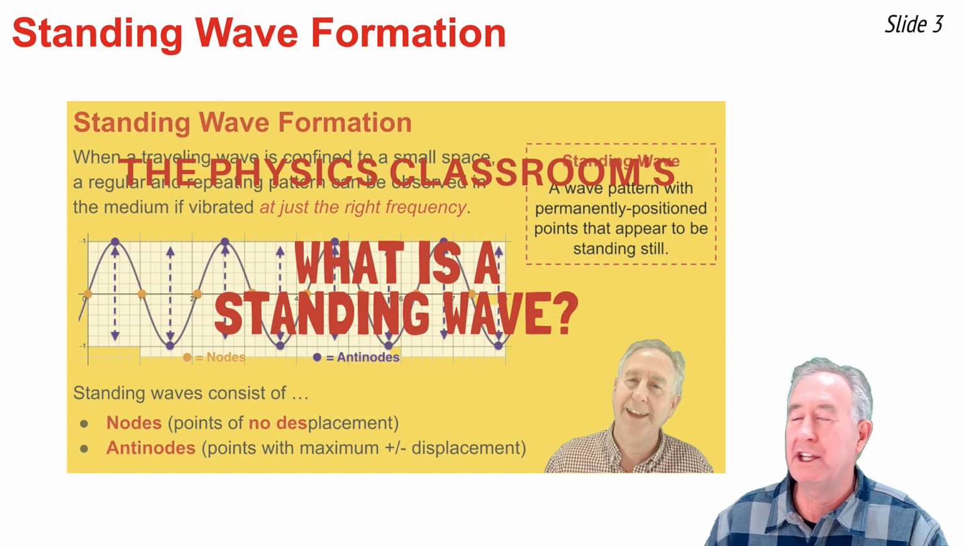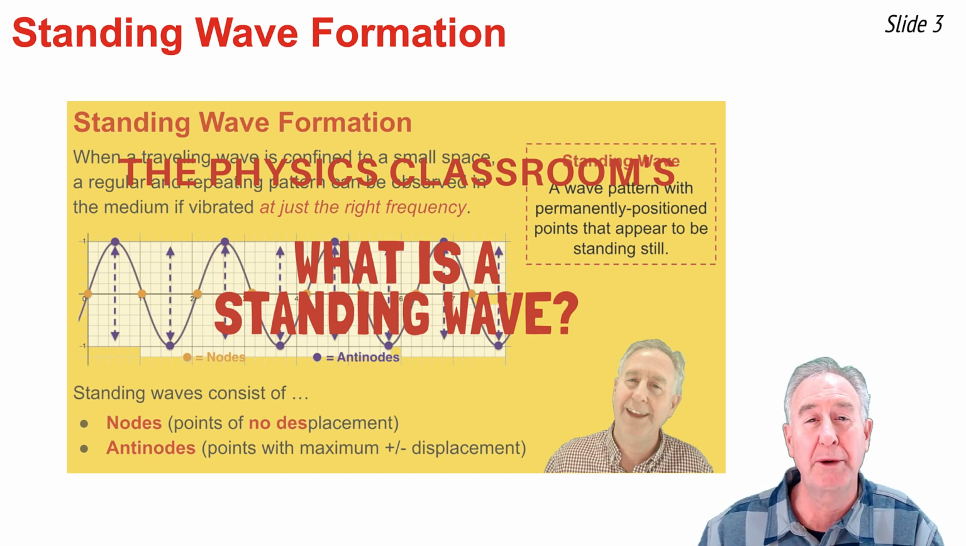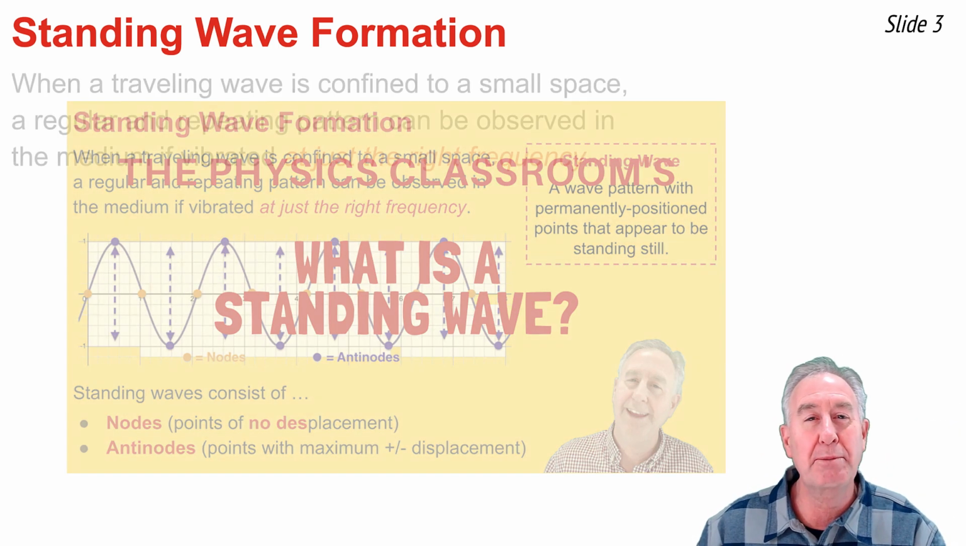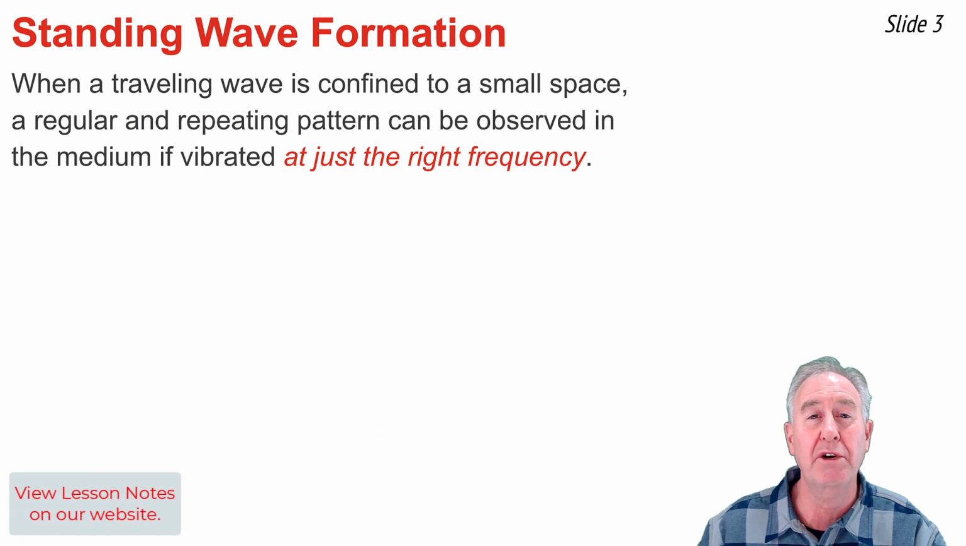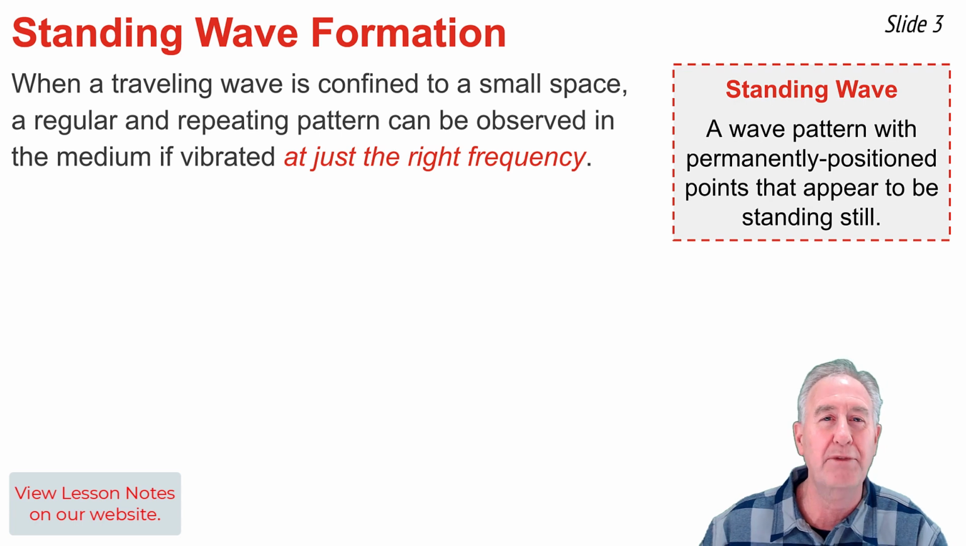In a previous video, I discussed what a standing wave is and how it is formed. If you need more details on that topic, I've left a link to the video in the description section of this one. Let's suppose that we have a wave traveling through a confined space, like a rope that's held on both ends by two people. A regular and repeating pattern will be established within the rope only when it's vibrated at just the right frequencies.